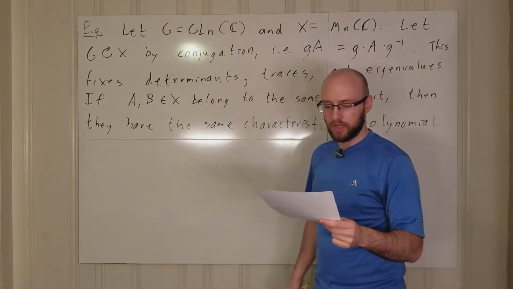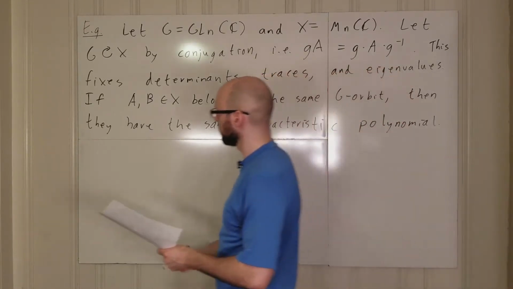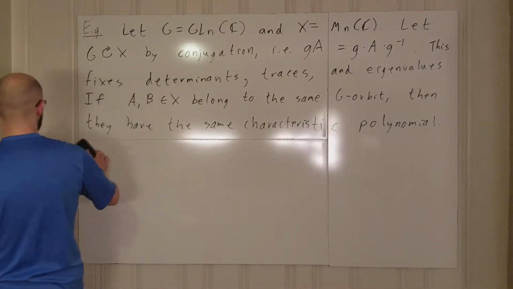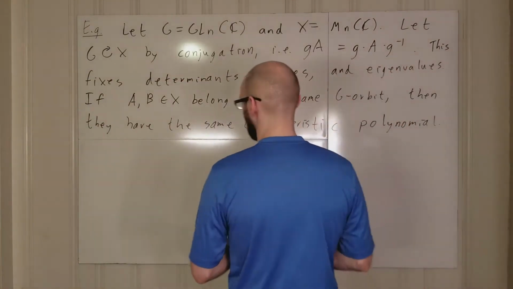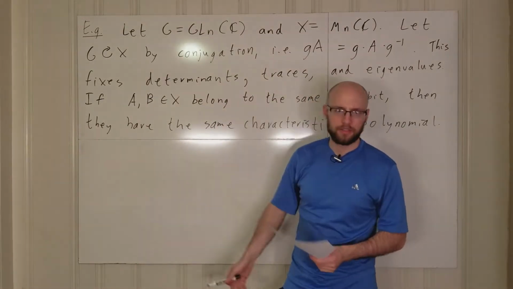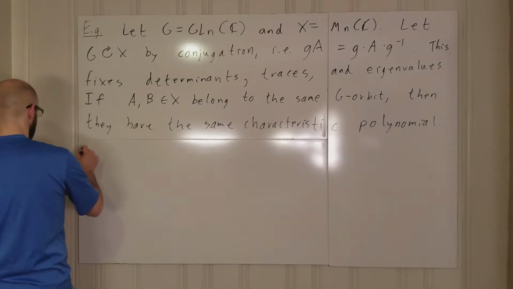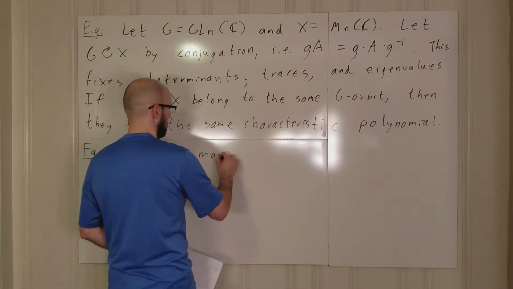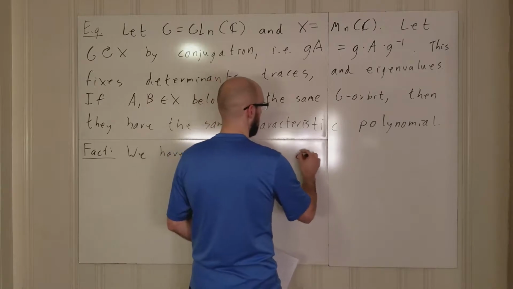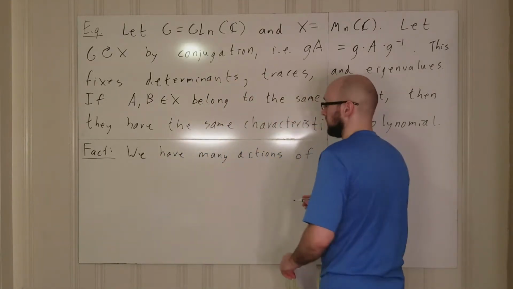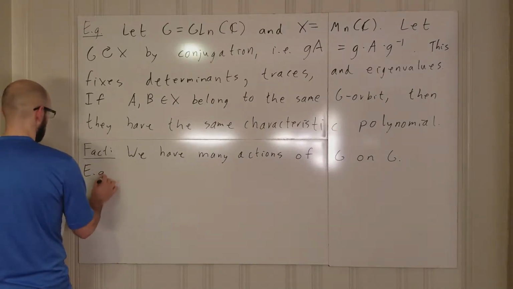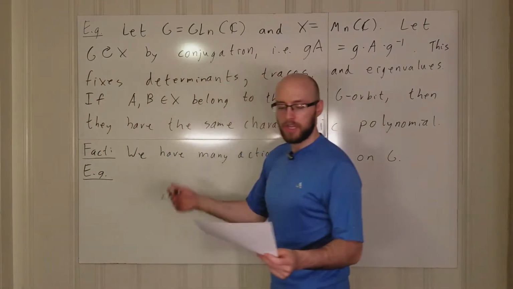Okay, so now for another thing, and this is a little more. Now we're going to start getting into some more important group actions rather than just some miscellaneous examples that are sort of nice. So, just going to say fact. So we have many actions of G on G. And these end up being of particular importance, especially in some of the things that we want to prove. So let's look at an example of G acting on itself.